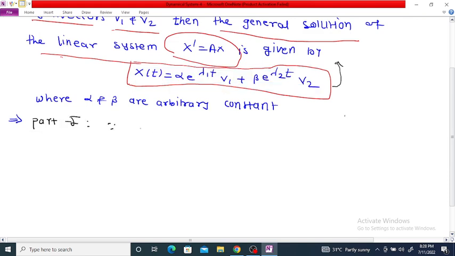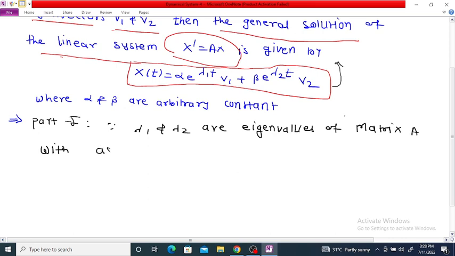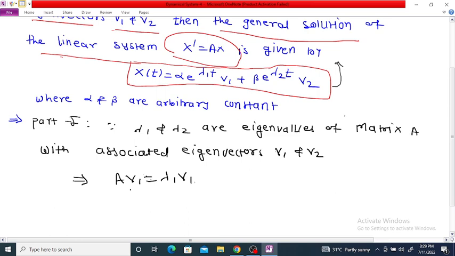Since lambda 1 and lambda 2 are eigenvalues of matrix A with associated eigenvectors v1 and v2, this implies, by definition of eigenvalues and eigenvector, we can write A v1 is equal to lambda 1 v1 and A v2 is equal to lambda 2 v2. Okay, so this is equation number 1.